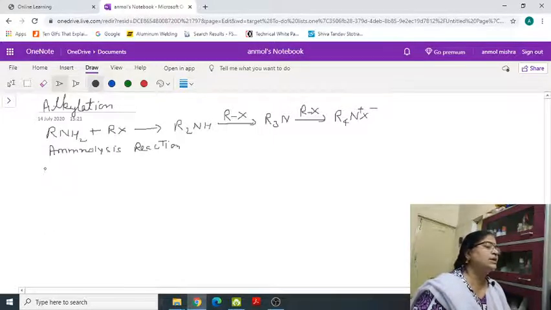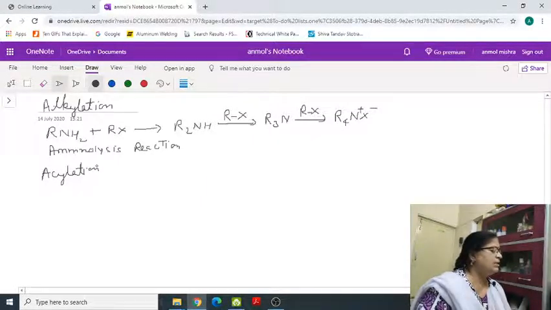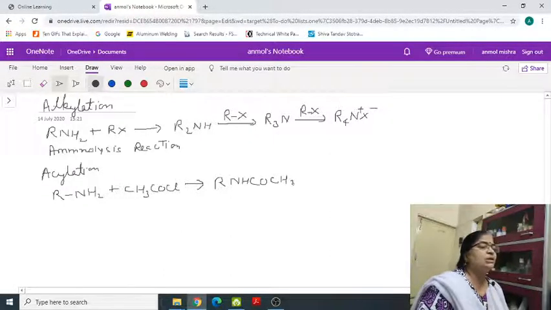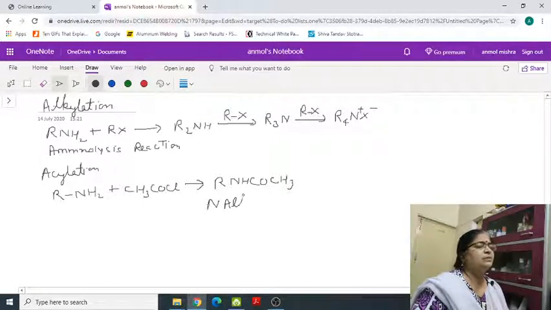Now acylation. Acylation means the introduction of an acyl group. So RNH2 plus CH3COCl will form RNHCOCH3. So it is called N-alkyl ethanamide.